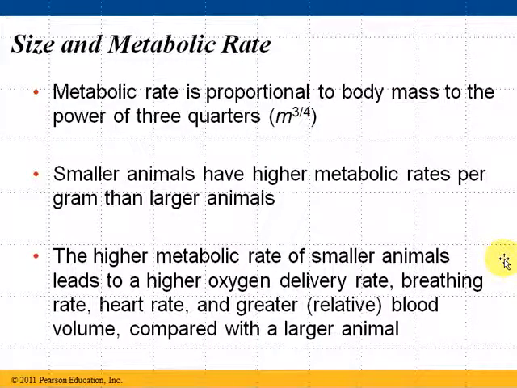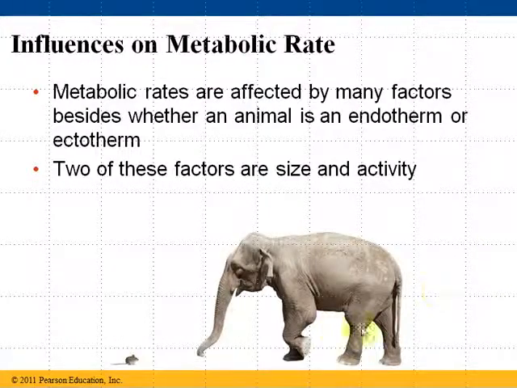The higher metabolic rate of the smaller animal leads to higher oxygen delivery rate, breathing faster, faster heart rate, greater relative blood flow and volume compared with the larger animal. So basically these little creatures, they run at a higher speed, metabolically speaking, than a large creature like an elephant.